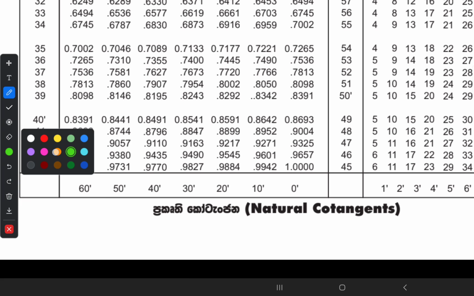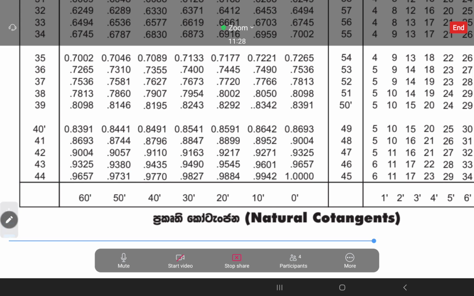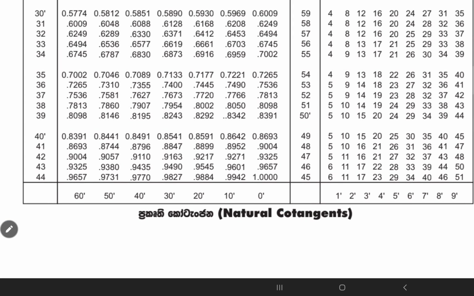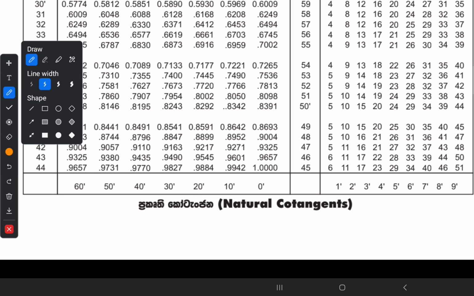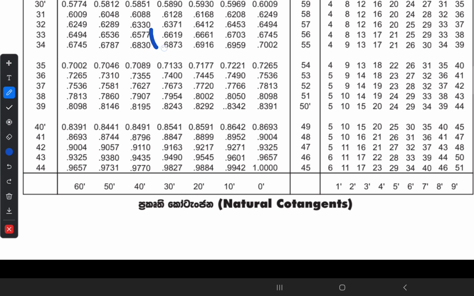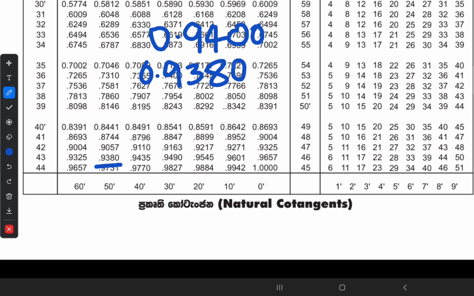So what would it be? 9400. We have here 9380. What we want is, I'll write that over here, 0.9400. So now we have 0.9380. With that, when we add 20, that will give you this particular answer.